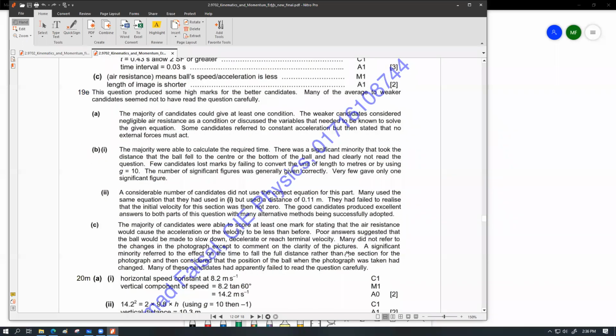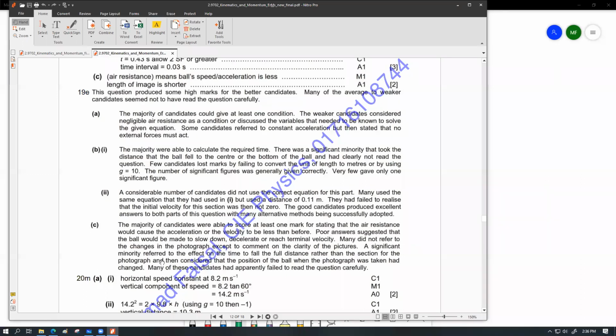Have a look at the examiner's report, pretty big one, obviously. The majority of the candidates were able to score at least 1 mark for stating that the air resistance would cause the acceleration or the velocity to be less than before. Poor answers suggested that the ball would slow down, decelerate, or reach terminal velocity. You cannot specify this because you do not know how much the air resistance is compared to the weight. It only says that this new ball is less dense than the earlier one, but you don't have numerical values to specify that the ball would reach terminal velocity. How much height is required to fall to reach terminal velocity is something you could not calculate from this question. So this was a poor response.